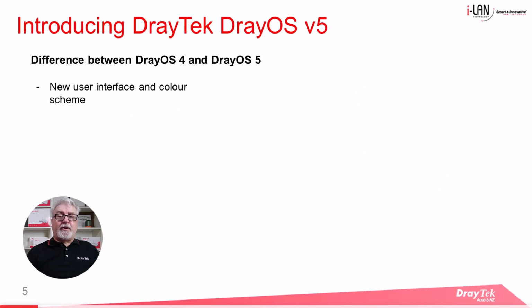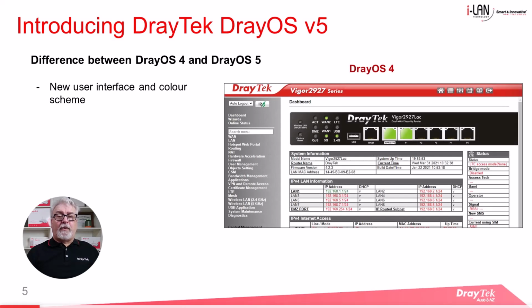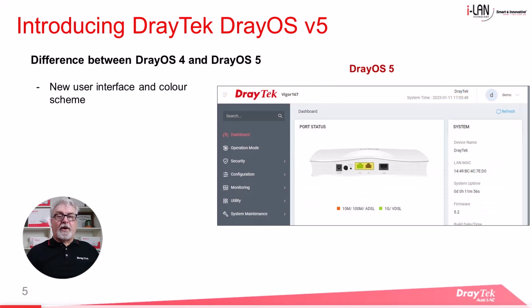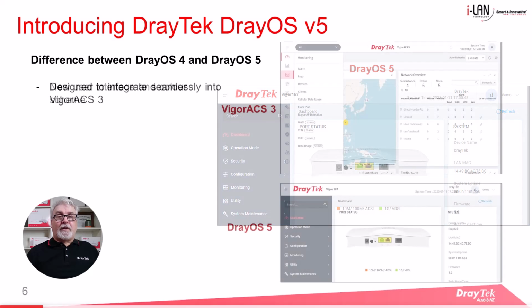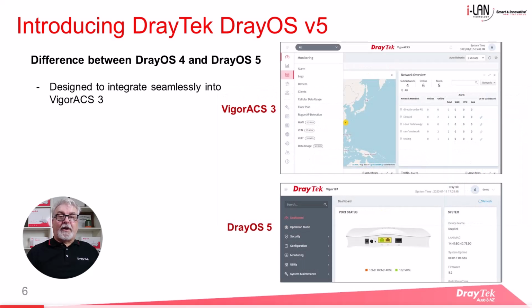DrayOS 5 uses a new user interface, beginning with a new color scheme. DrayOS 4 routers had a red and white color combination. The new interface has a grey and white design, as shown here with the Vigor 167. DrayOS 5 improves on the design and navigation system, so once you get used to it, you should find it easier to find the features you want. There's more uniformity as well. If you're familiar with our ACS3 monitoring tool, you'll find DrayOS 5 has a similar menu look and layout.